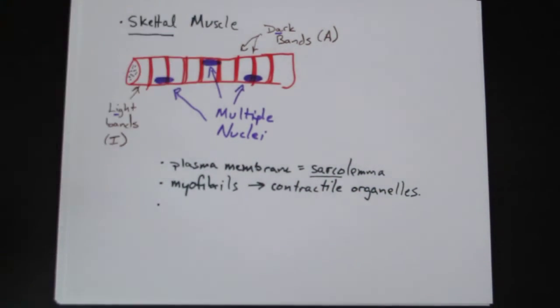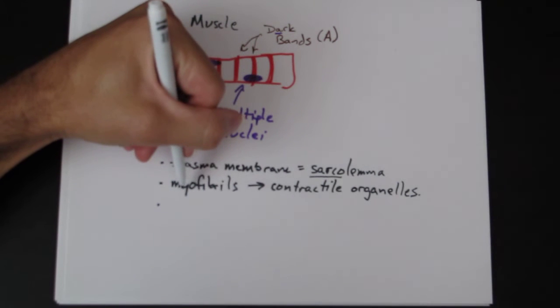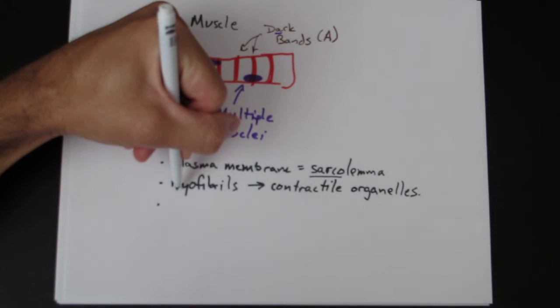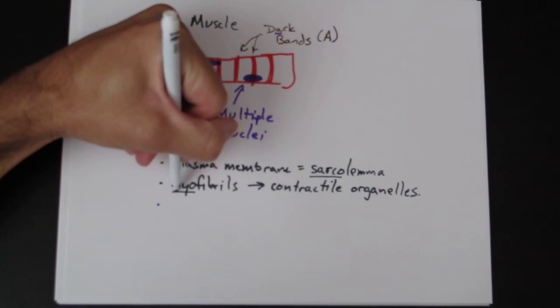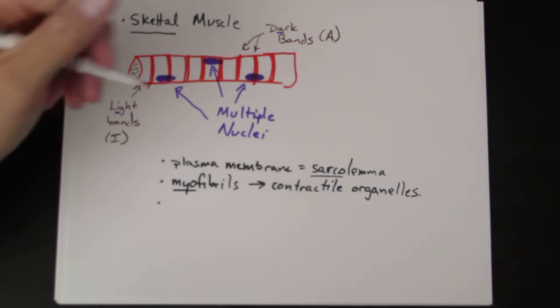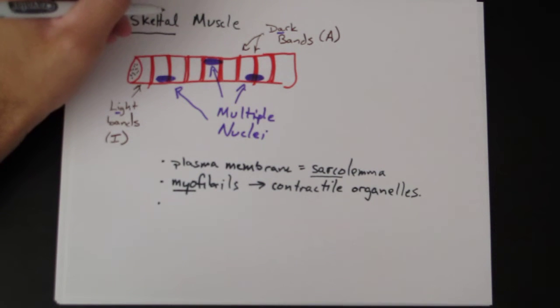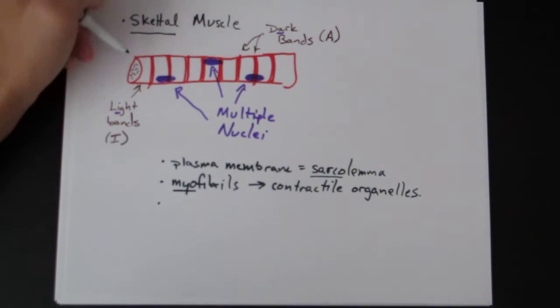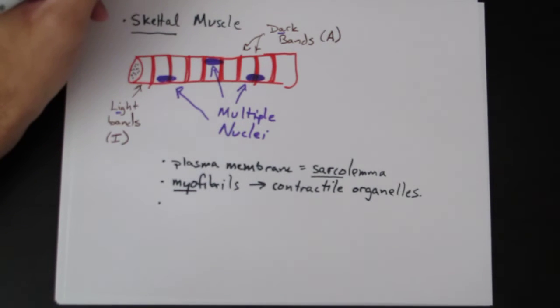Very specialized contractile organelles. We don't really see them in any other tissue in our body except for muscle. And we just see that prefix myo. That prefix myo means muscle, and we know for sure that we're talking about something associated with muscles. All right. So the skeletal muscle fiber itself is really just jam-packed full of these myofibrils.